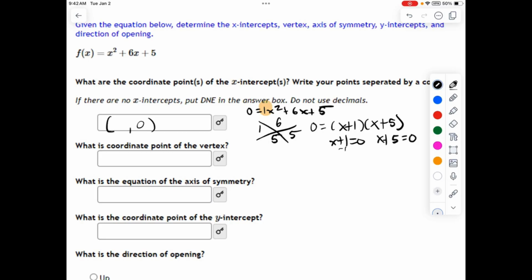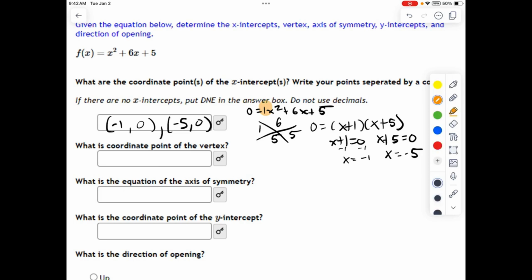And then we subtract the 1, undo addition with subtraction, we get negative 1. Same thing, subtract the 5. And we'll end up with negative 5. So that means we have two x-intercepts. The first one will be at negative 1, comma 0. The next one is negative 5, comma 0.